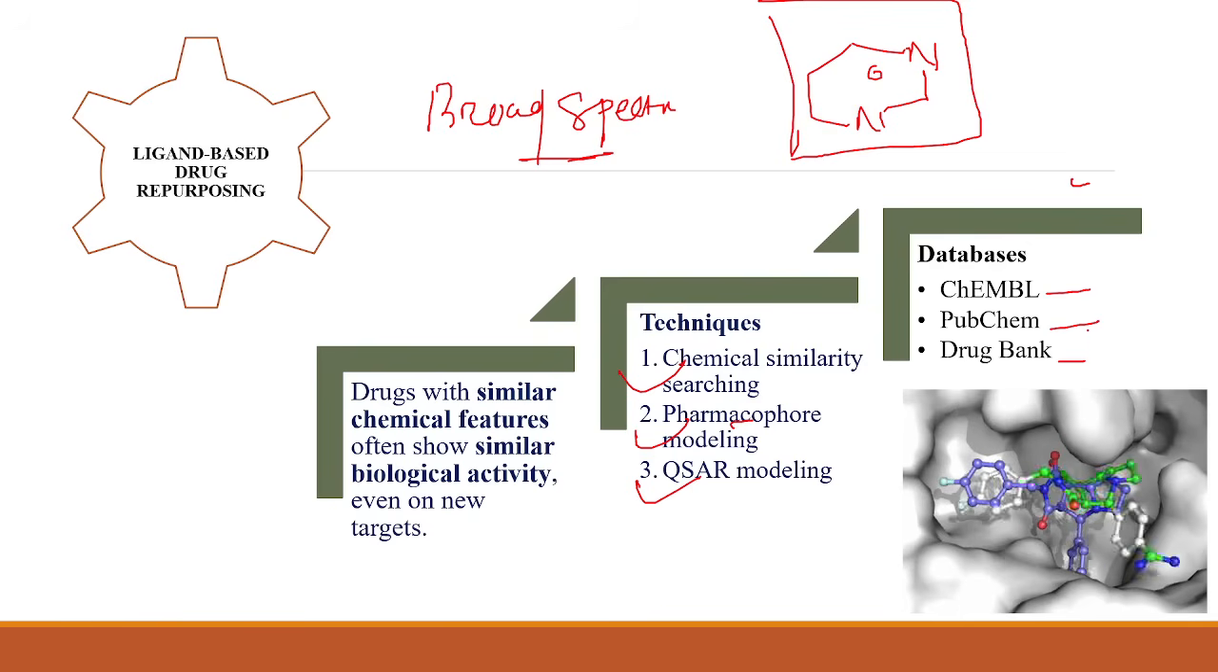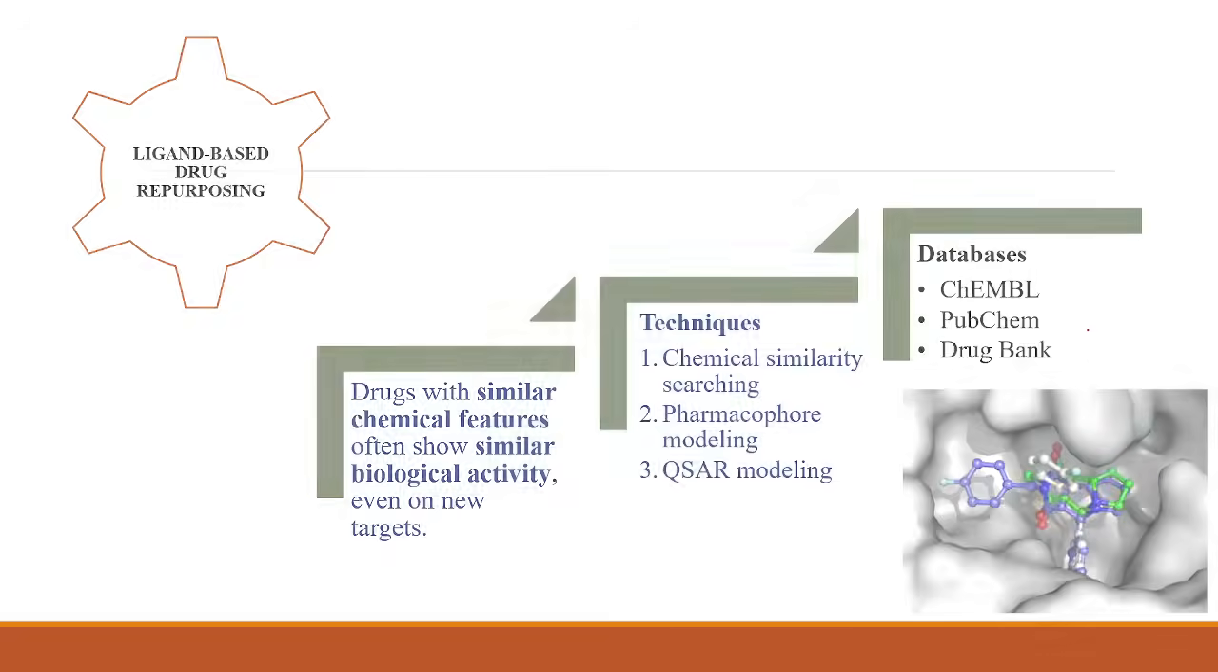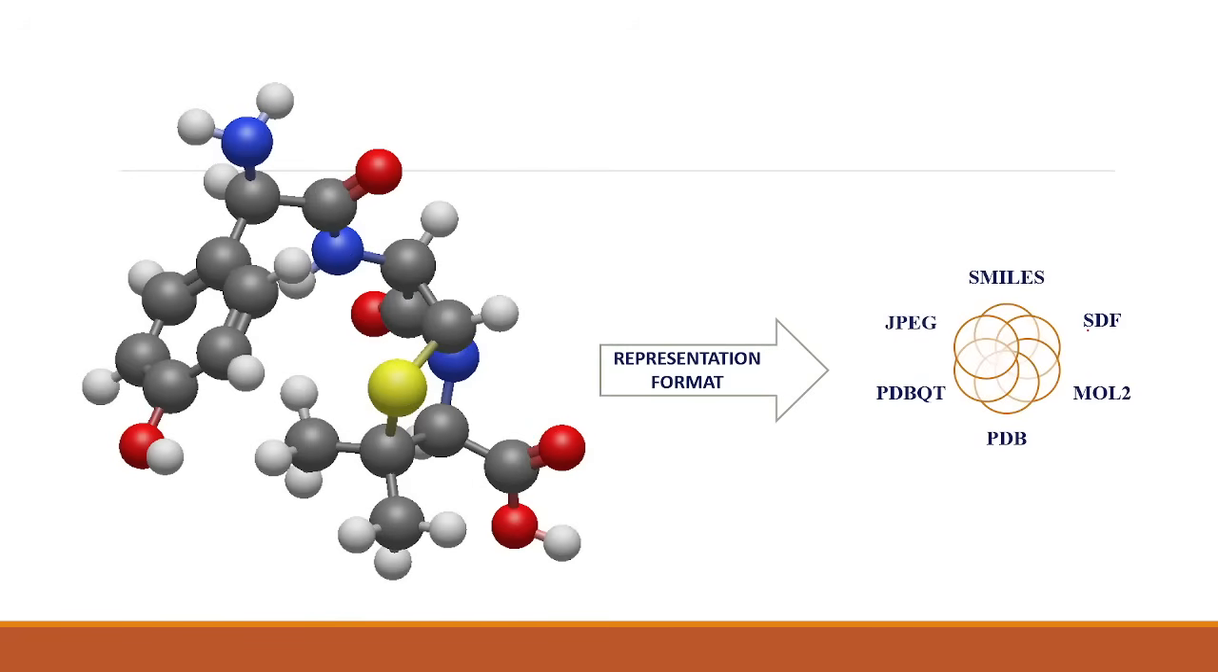Okay. So in this session we have learned about PubChem, and in the upcoming session we are going to discuss ChEMBL and DrugBank, and we'll also study the preparation of the ligand molecule and the preparation of the receptor molecules. So how do we represent our ligand molecule in LBDD, ligand-based drug design, or in drug repurposing?